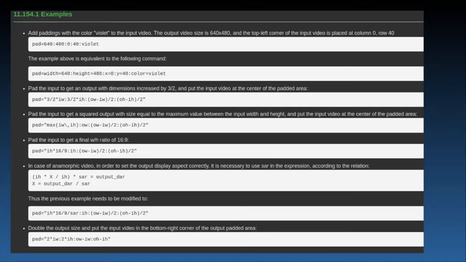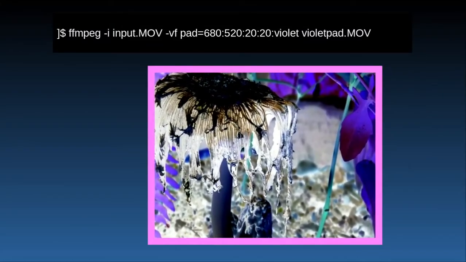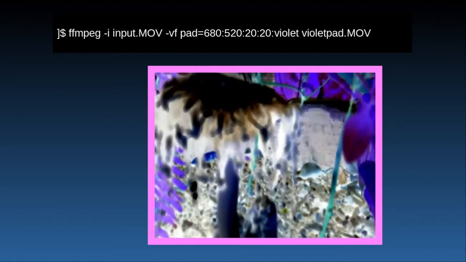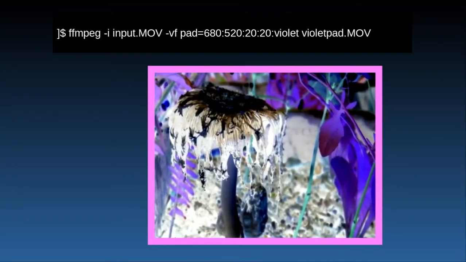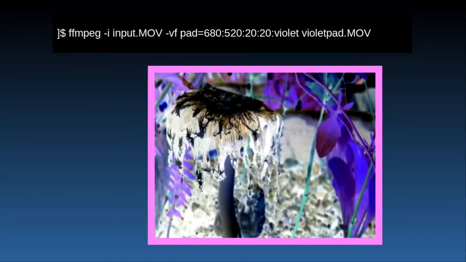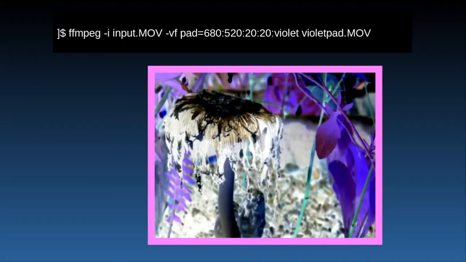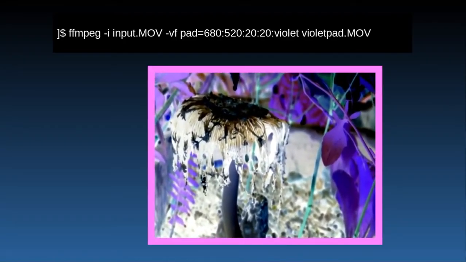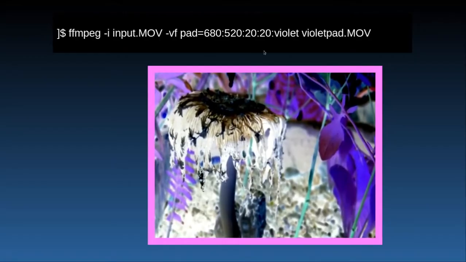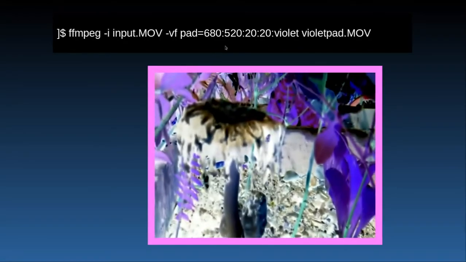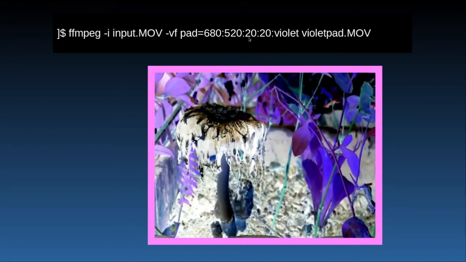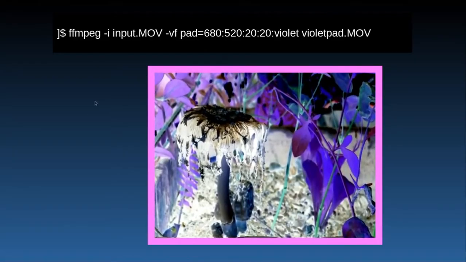The videos are scaled to fit in my slideshow, but it gives you an idea and you can just try them out yourself. So this is the first one, and it makes a violet padding. My video was 640 by 480, so the bigger padding goes around the outside, and then it moves 20 pixels across and 20 down so that it can be centered.